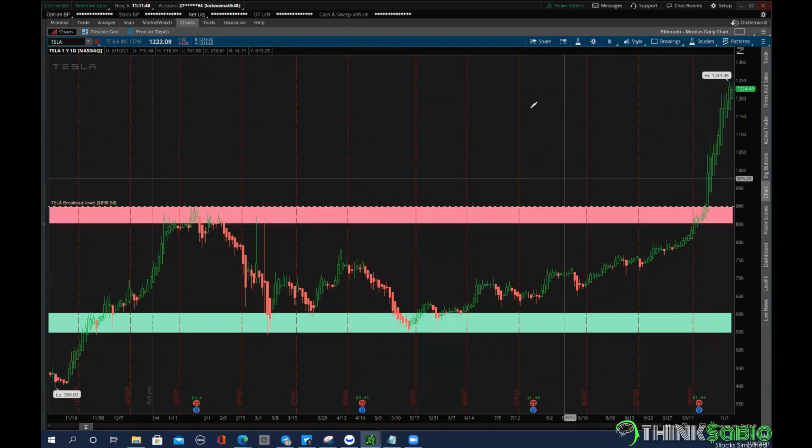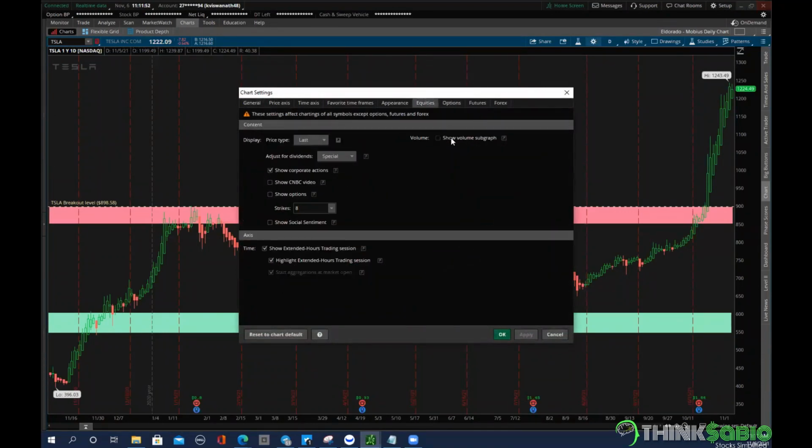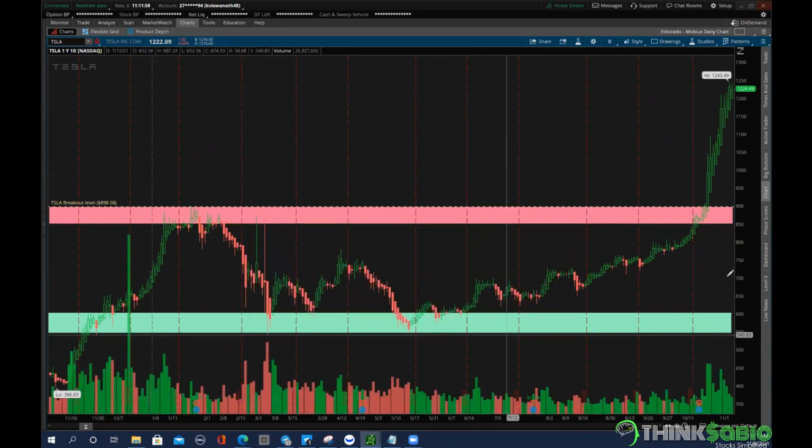Now, where is the volume? Okay, so I go to here, and then I go to equities. I go to show volume subgraph. There are many studies for volumes. We'll go there when we get to studies, right? So here, we entered here, look at this bottom here, this is the volume. What is volume? Volume is nothing but you and I. We are the volume, along with hedge funds and money managers and all of those guys, right? So this is volume right here.